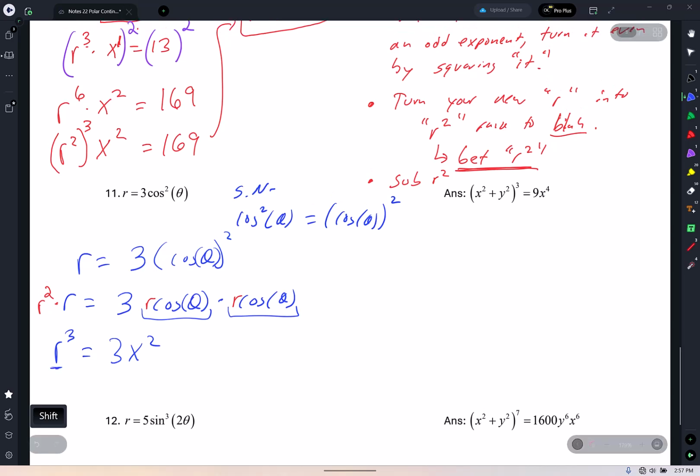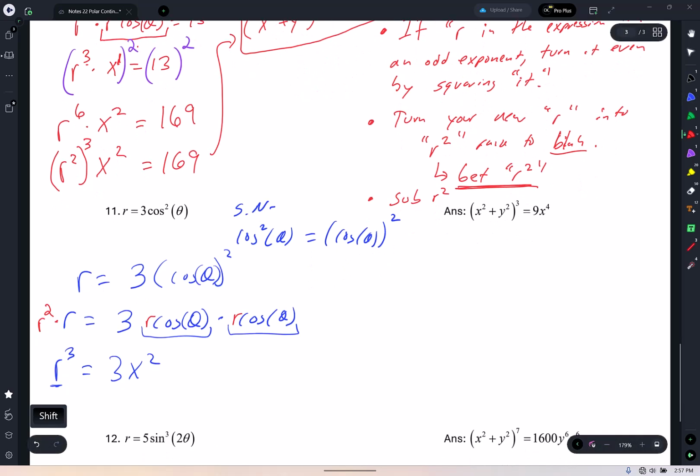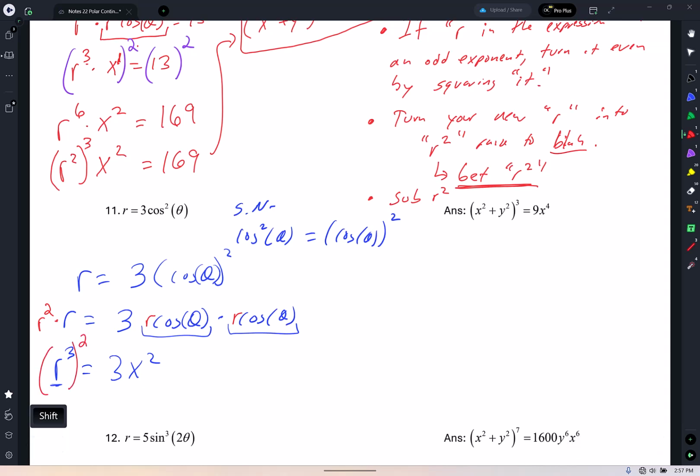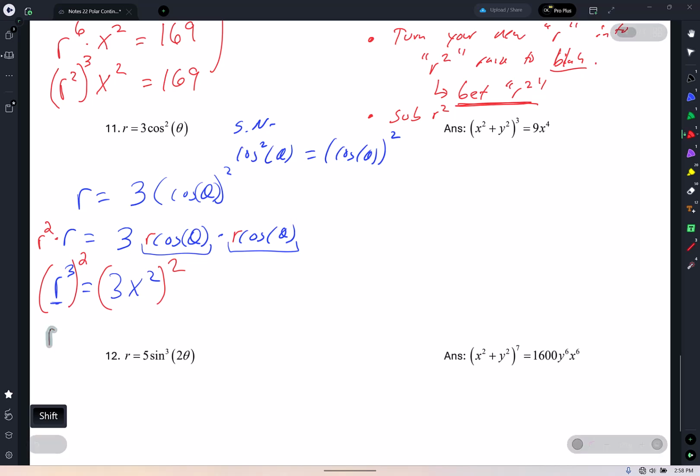Is that an odd exponent? What does this bullet over here say if I have an odd exponent? Oh, okay. So I'm going to square this buddy. If I square that, then I have to square the other, because there's an equal sign in the middle. So now I'm going to have r to the 6. So r to the 6 equals, what is the law of exponents? What is 3 times 3? 9. What is x squared squared? x to the 4th. Yep, 2 times 2.